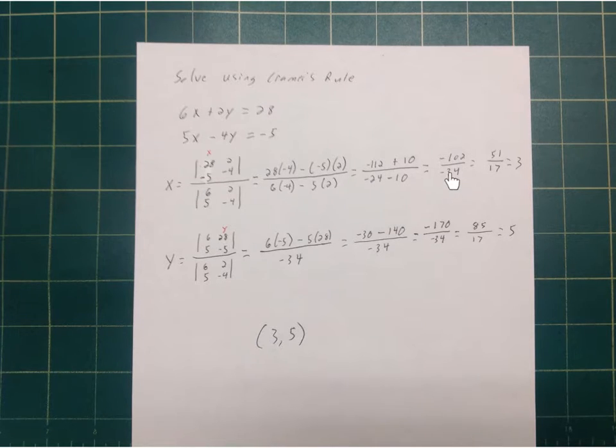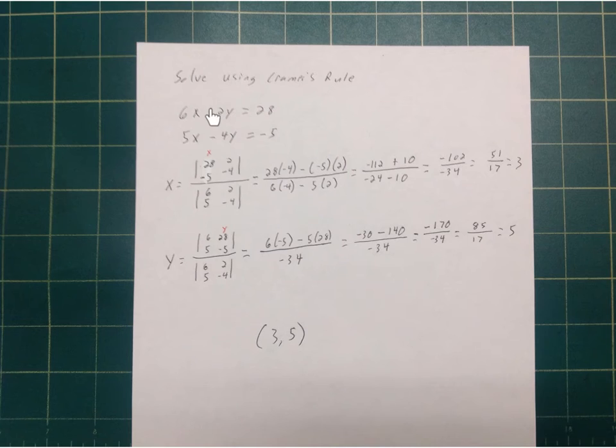Denominator works out to negative 34, so I just copy that down here. We'll work it out, and then you should simplify it to 3. And this top determinant here is, this product minus this product. That worked out to negative 170, which simplifies to 5. So the answer is 3, 5.